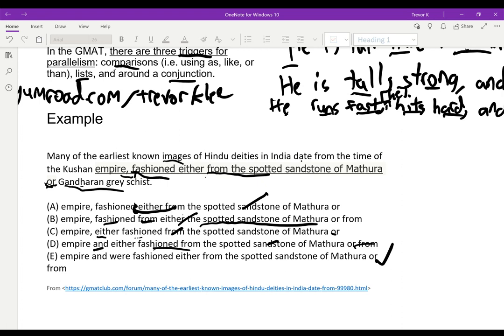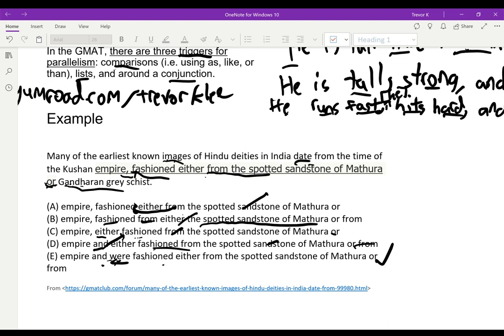So we've got a couple things going on here. Just cross that out so it's a little more clear. Got a couple things going on here that are really good. So many of the earliest known images date and were fashioned, right? Many of the earliest known images date from the time of the Kushan Empire and were fashioned. So date and were fashioned, that works. That's good parallelism. So we've got verb and verb.